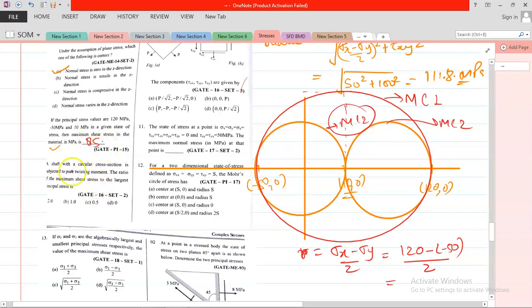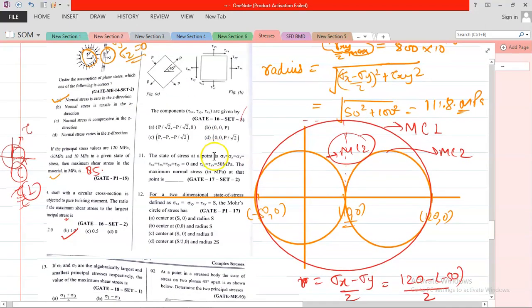Now your next question is, a shaft with circular cross section is subjected to a pure twisting moment, the ratio of the maximum shear stress to the largest principal stress. First of all, this is a condition of pure twisting moment, so the Mohr circle will be centered at the origin. The maximum shear stress is the radius of the circle, that is tau, and your largest principal stress is also tau. So your ratio is 1, because tau divided by tau is 1. So the option is option B.